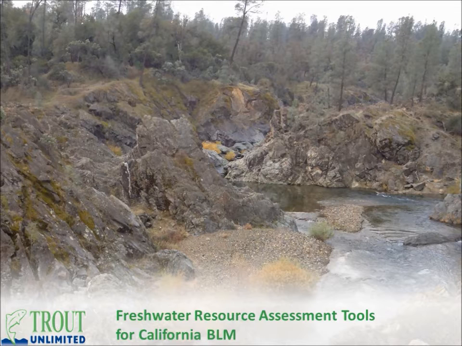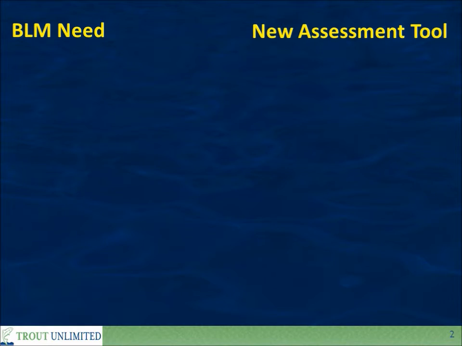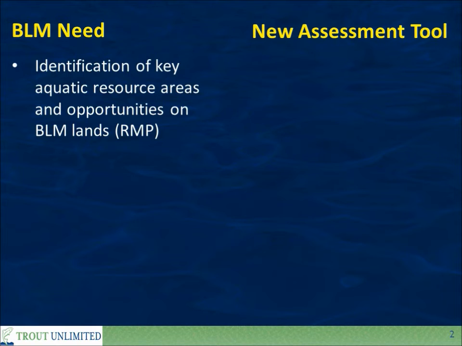Over the next few minutes, I will provide an overview of the freshwater resource assessment tools Trout Unlimited has recently developed for California BLM. These tools were developed in collaboration with BLM staff to meet several BLM needs, including the identification of key areas for meeting population objectives for species and communities and habitat objectives, including conservation of high aquatic biodiversity areas that are relatively intact, and restoration opportunities within important biodiversity areas requiring restoration. This is particularly relevant to the resource management planning process.